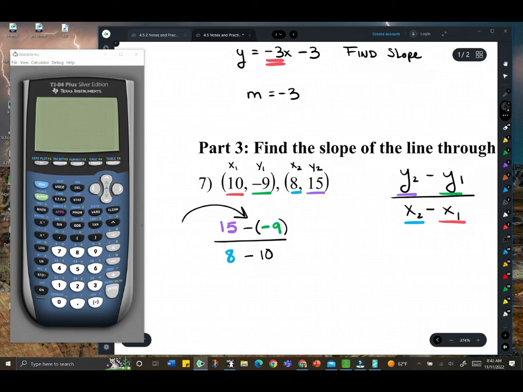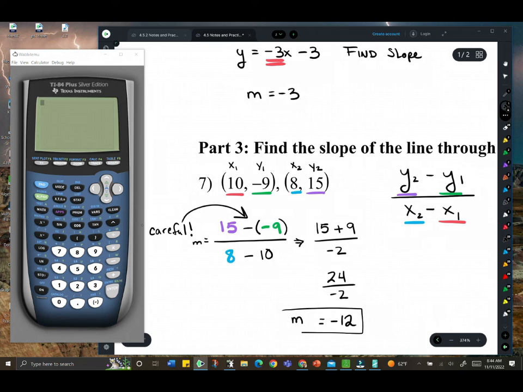Now, that top part, you have to be careful with some negatives, because when you subtract a negative, it becomes positive. So really, it is 15 plus 9. And I'm just going to write that out. If you recognize that, you don't have to write this step, but it's okay. The denominator, 8 minus 10 is -2. So 15 plus 9 is 24 all over -2. And then you can just reduce that as -12. And that is the slope. Okay, so it's a little bit of a process, but that is how it is found. You just need to be careful with some negatives.